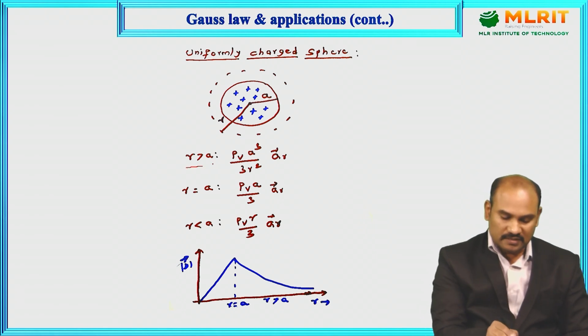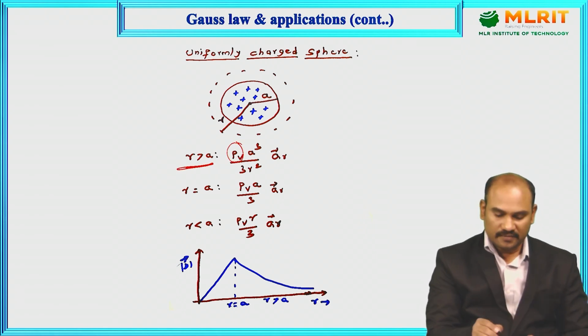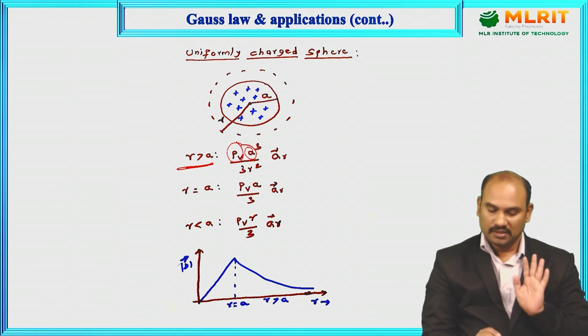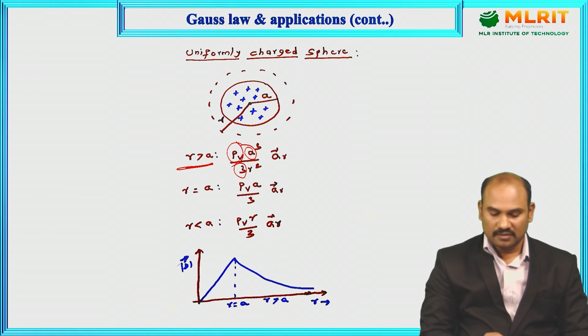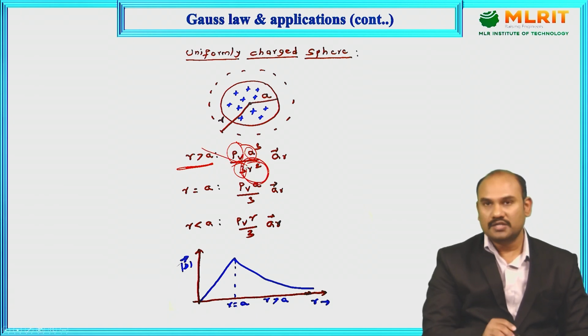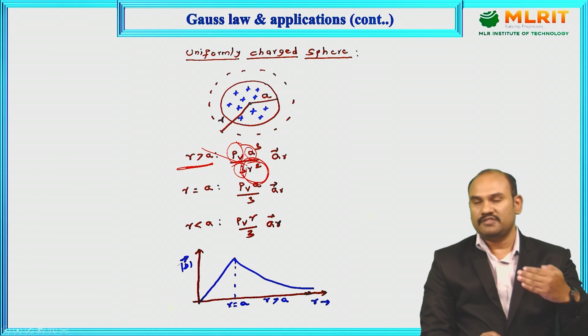Now in the first case, R greater than A, what do you have here? Rho V, the charge density, which is constant. A is the radius of the physical sphere, the actual sphere. It will not change; it is constant. 3 is constant. So what is there here? Flux density is inversely proportional to R square, where R is the distance at which you are measuring flux density.